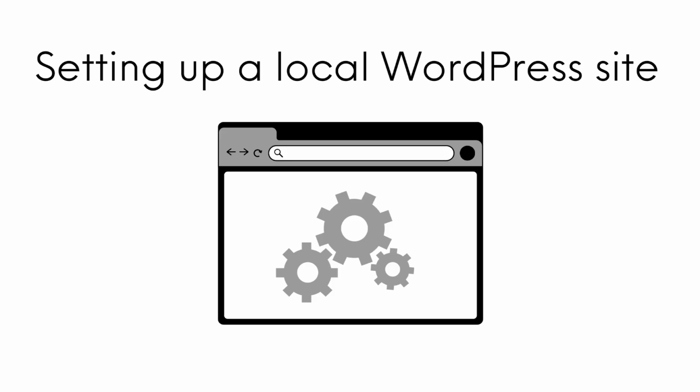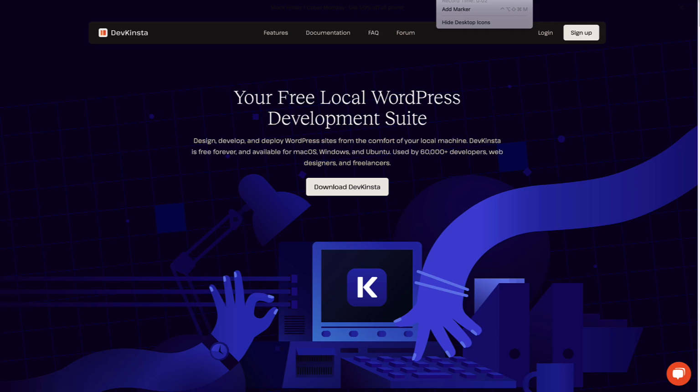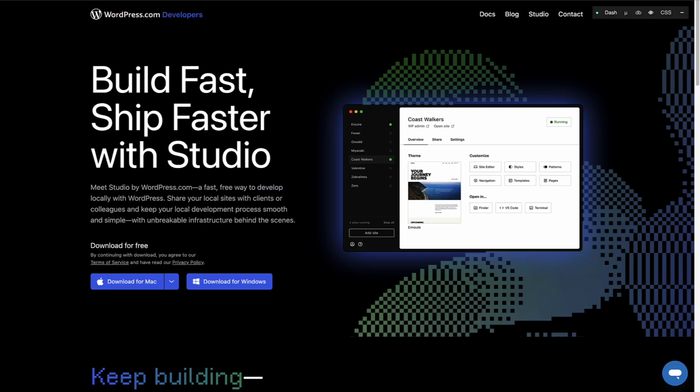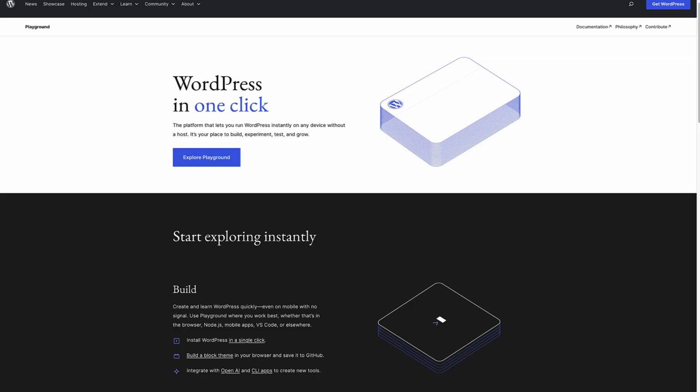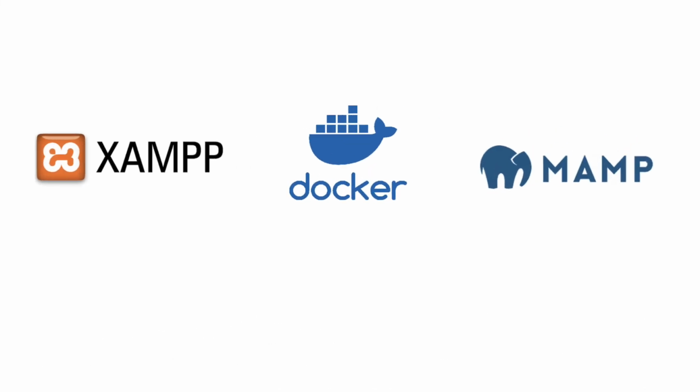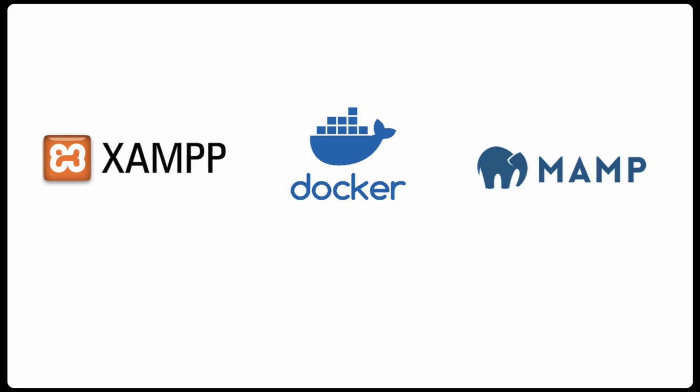Setting up a local WordPress site can be simplified by using tools such as DevKinsta, WordPress Studio, and WordPress Playground. You can also explore other options such as XAMPP, Docker, or MAMP, to only name a few.